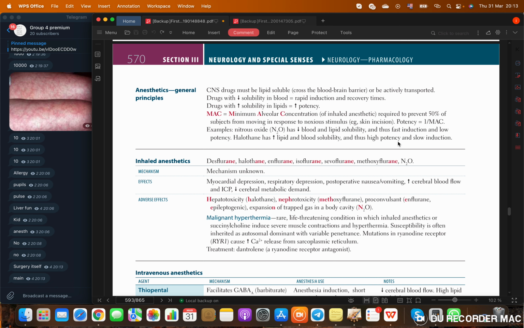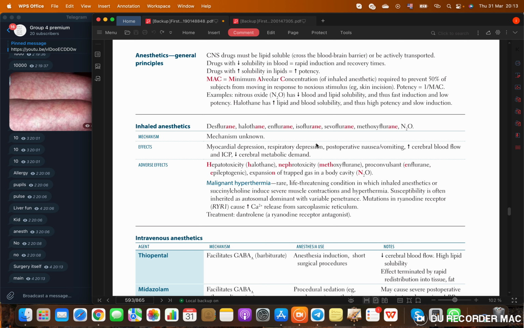So now the inhaled anesthetics, there are so many of them. You are not an anesthesiologist. In the USMLE, they don't care so much about the mechanism. They care that you understand that low solubility in the blood means that there will be a rapid induction. That's what they truly care about.